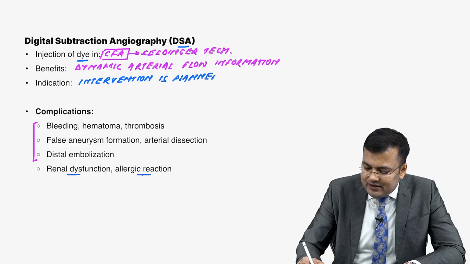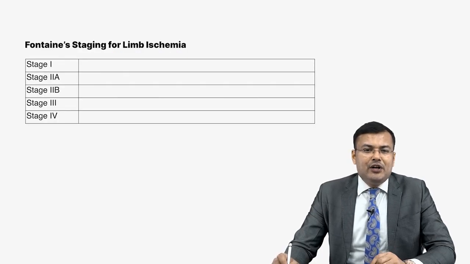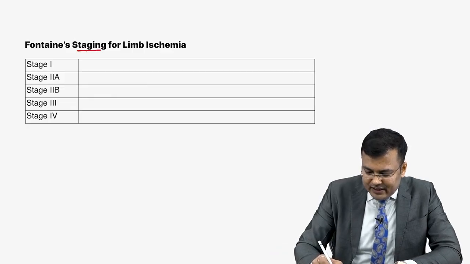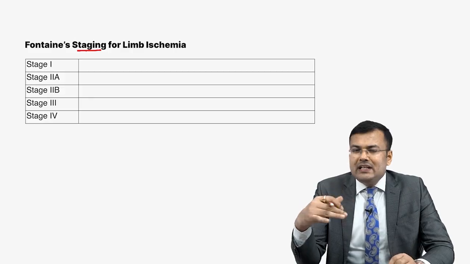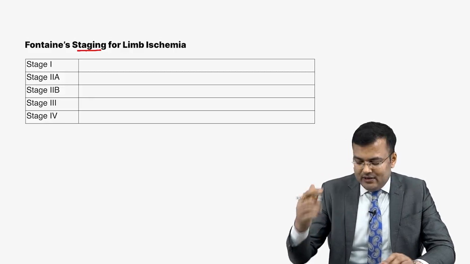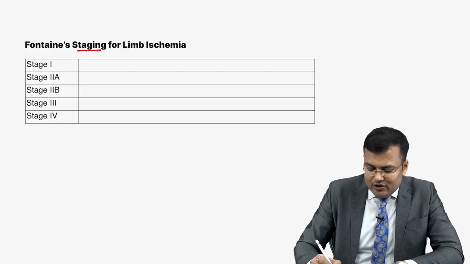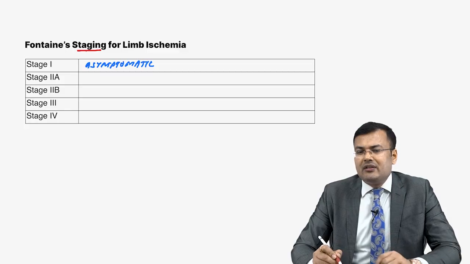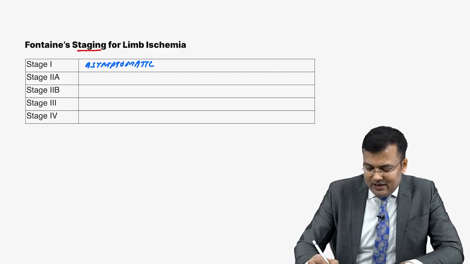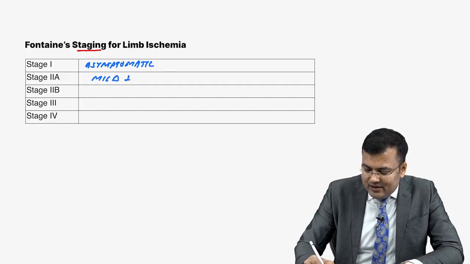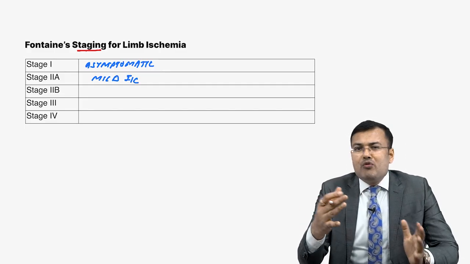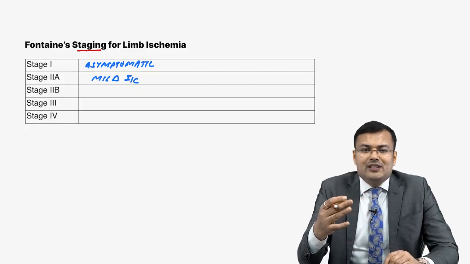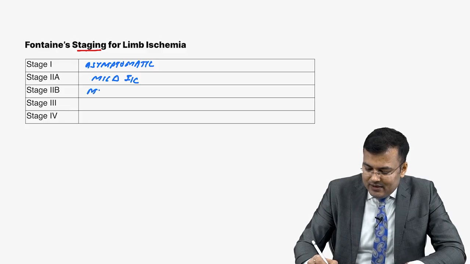Next is Fontaine's staging of limb ischemia. This is going to signify how the disease progresses. If it is stage 1, these patients are asymptomatic. If patient is having mild intermittent claudication, it is stage 2A. But if patient is having moderate to severe intermittent claudication, this is stage 2B.